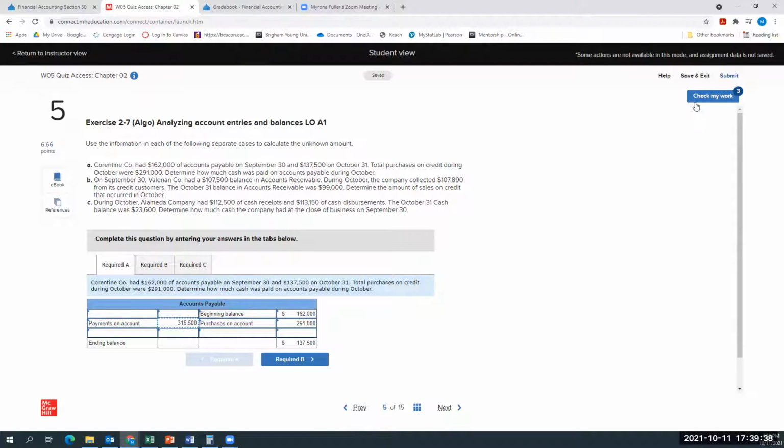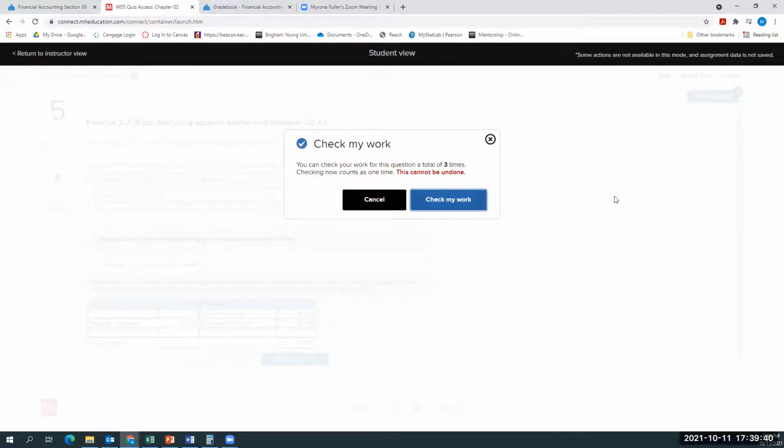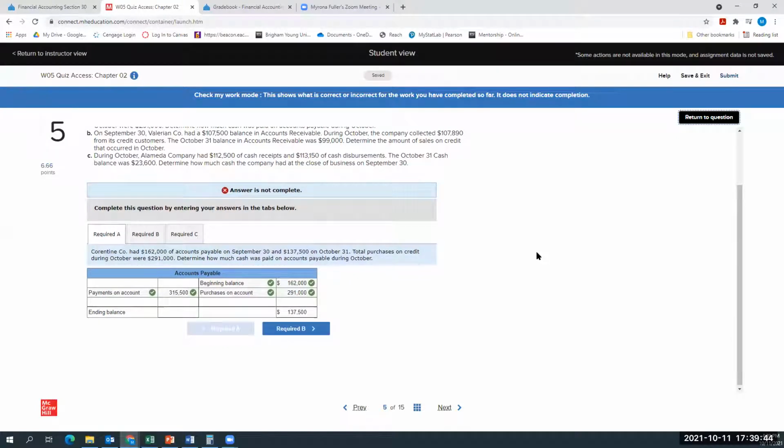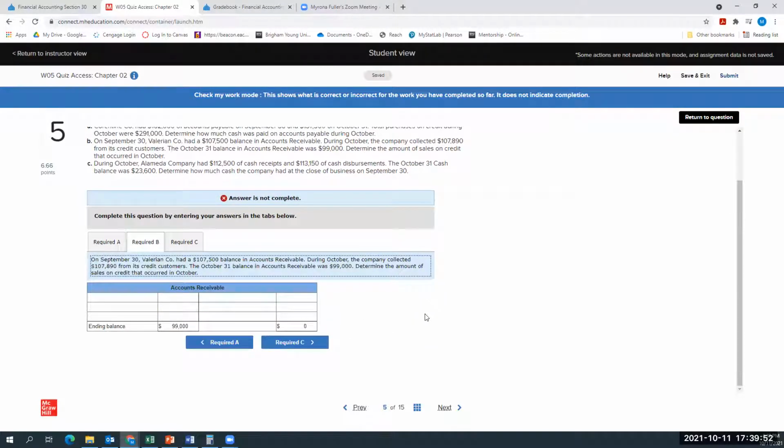So I can check my work, make sure I didn't make any mistakes. It says I did lovely, which was very nice of it. It also tells me my answer is not complete, but I think that just means for parts B and C. All right, so let's take a look at part B.